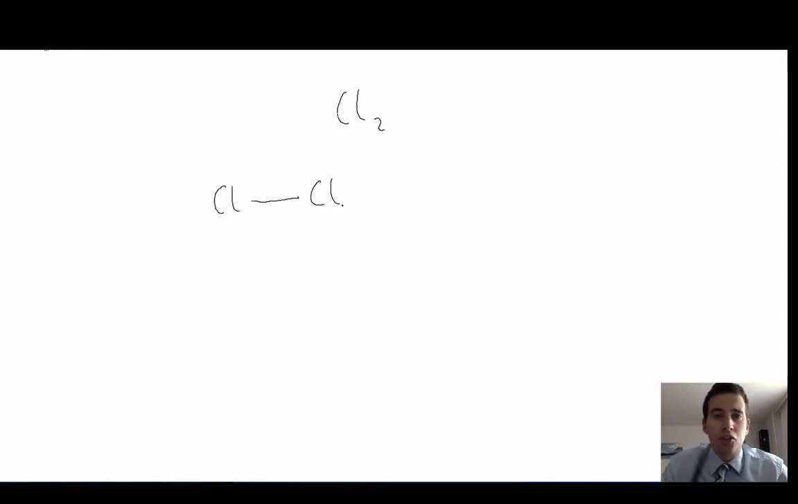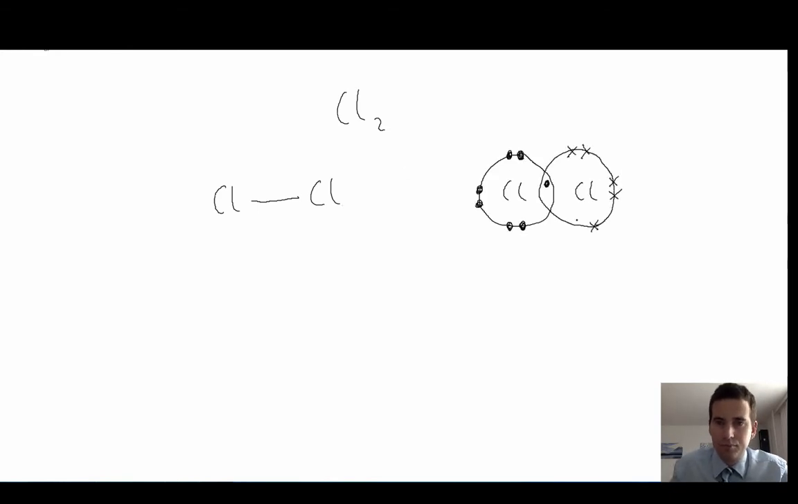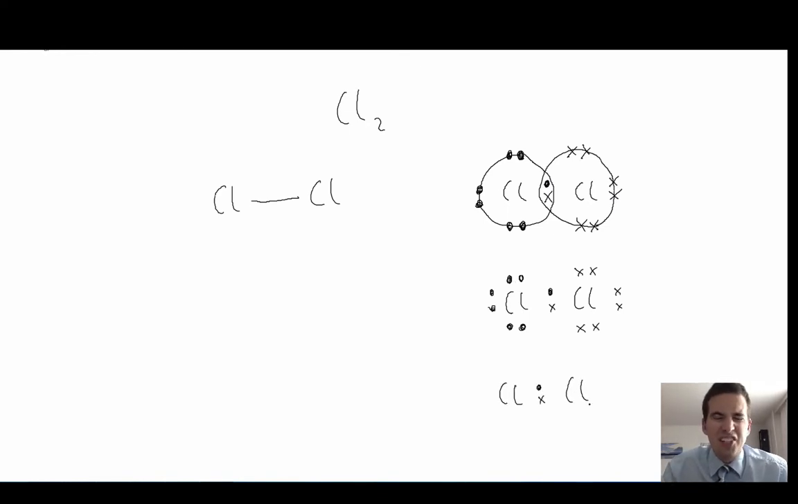The first one is just a straight line in between the different elements. The second is by dot and cross diagrams. Now, with your dot and cross diagrams, you could also see it without the circles. And some people even do it without the extra electrons. They only show the bonding electrons. Although I would advise against this last one, I don't really like it. But either of the first two are fine.